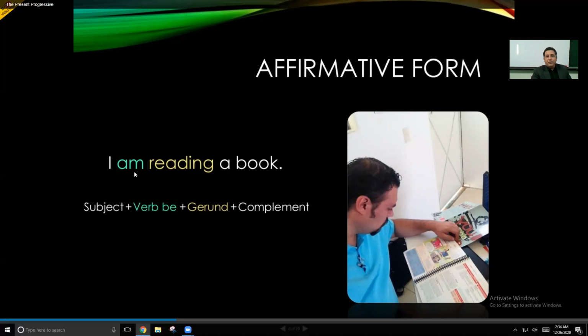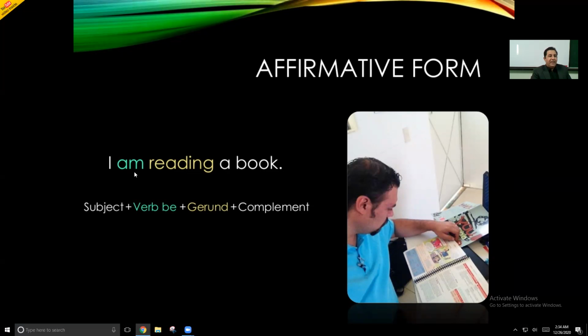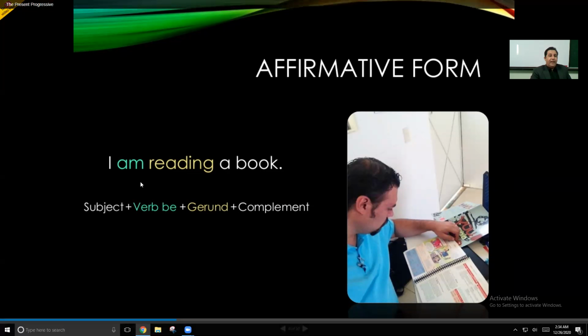Now for present progressive tense, we'll have three to be verbs: is, am, and are. So with he, we'll be using is. With I, we'll be using am. With they, we'll be using are. And with third person singular, again, we'll be using is. So, I am reading a book. He is reading a book. You are reading a book. They are reading a book. She is reading a book. Aslam is reading a book. Aslam and Amjad are reading a book.